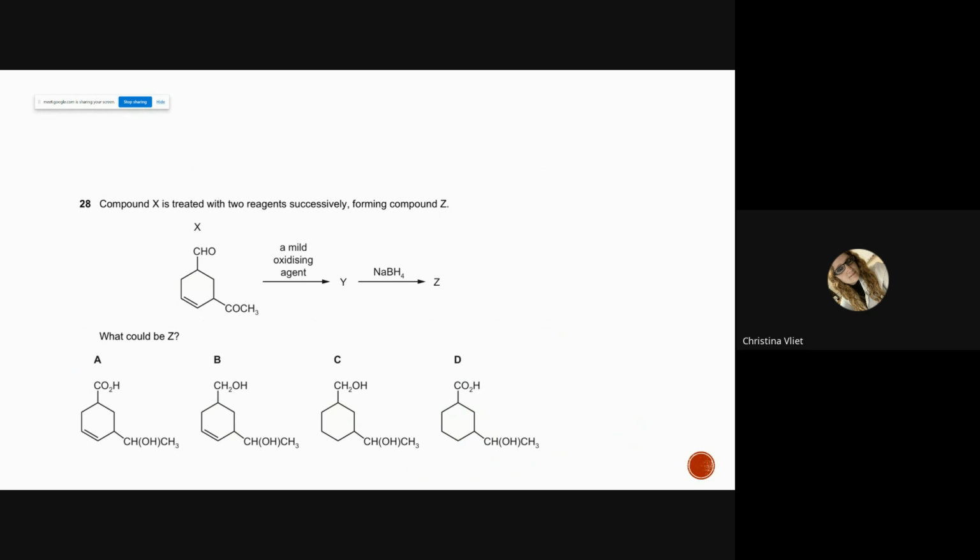This doesn't actually really have that process. It just tells you you have a mild oxidizing agent, and then you have NaBH4. So, if you have an oxidizer, will it oxidize an aldehyde? They didn't mention the word distill. Does it happen? So what does this turn into? So right now you have COOH at the top, and what else?